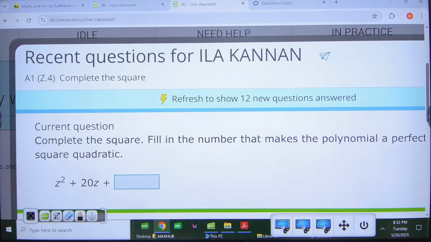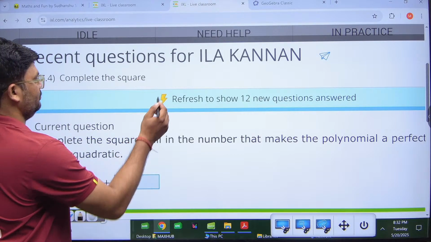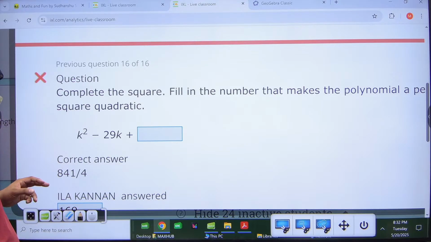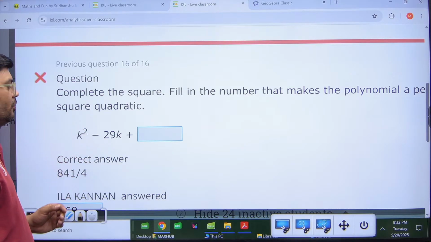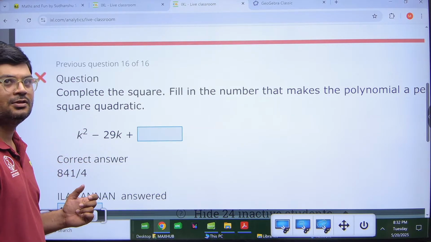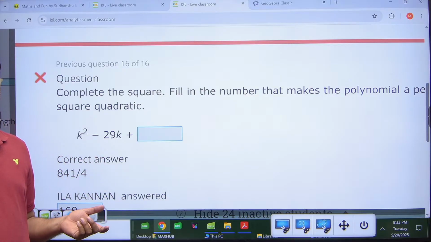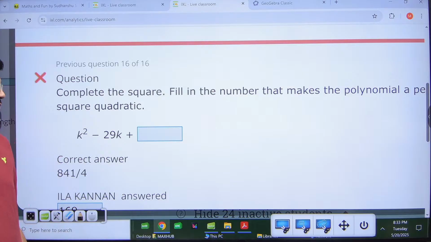What? What happened? How is this 41 by 4? Because it is 29. If you do the half of this, it's, yeah, okay. 29 by 2 only. I have 26 okay, myself. No problem.